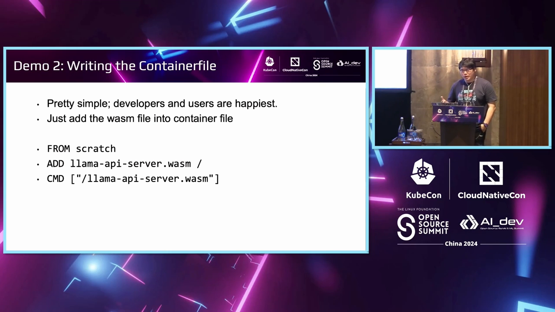I believe most of the developers and users will be very happy because you only have to write your Docker file, only three lines. Create an empty Docker file, add a file in it, and the third line just tells us which Wasm file you want to execute. The reason is that you can build an image with lots of different Wasm files. So if you have more applications, just copy the second line and duplicate it: add server one, add server two, and so on. So it's pretty easy.